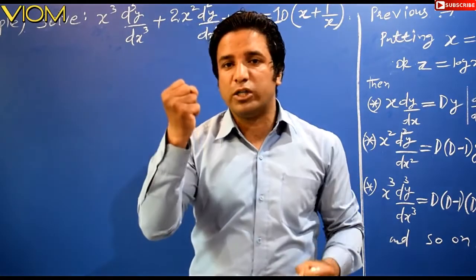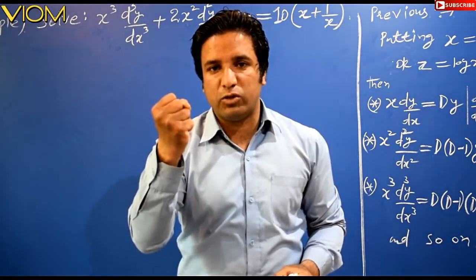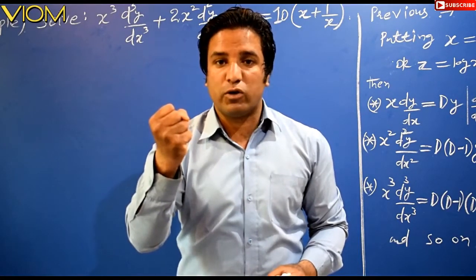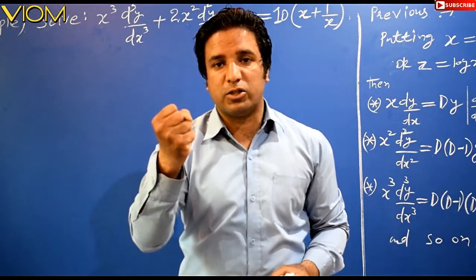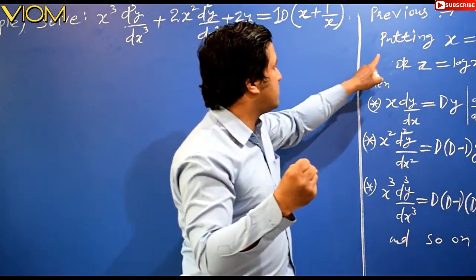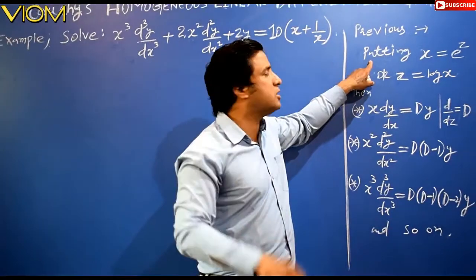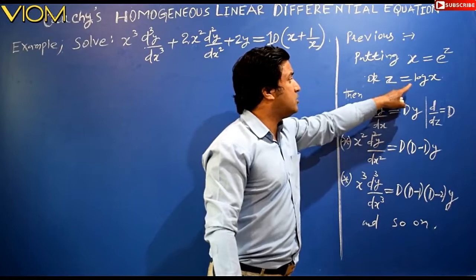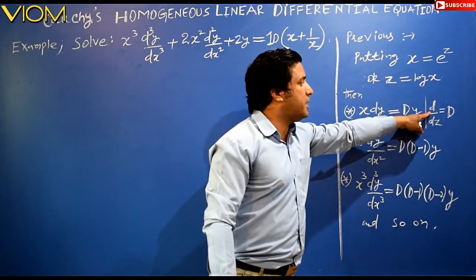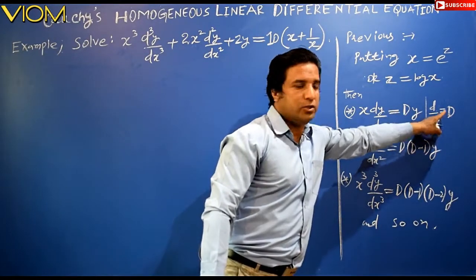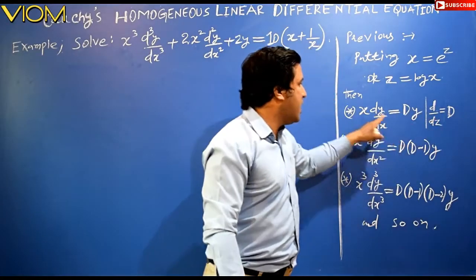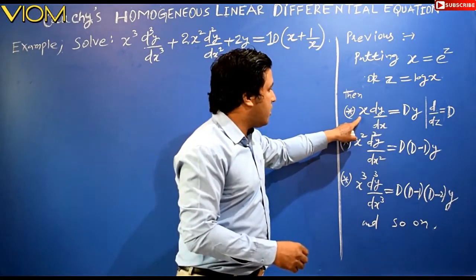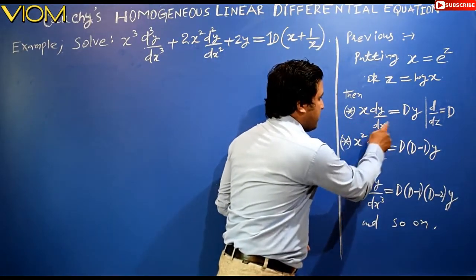At that time, Cauchy thought: my linear differential equation with variable coefficients is converted into a new one, and we want to solve it by substituting some elements. Those elements came from the transformation, by putting x equal to e raised to the power z, or z equal to log x, and using the operator d divided by dz equal to D. Then, after some simplification, we get x dy/dx equal to Dy.